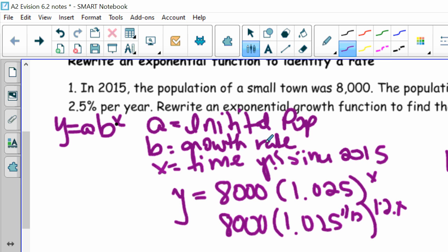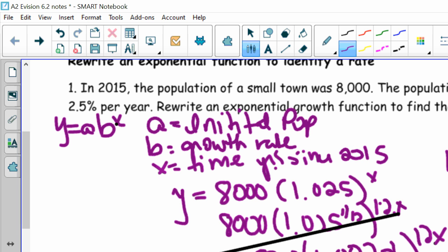So the monthly growth rate, the 1.025 to the 1/12 power, we would end up with y is equal to 8,000 times 1.00206 to the 12x power. So the monthly growth rate, changing this back to a percent, is 0.206% per month.